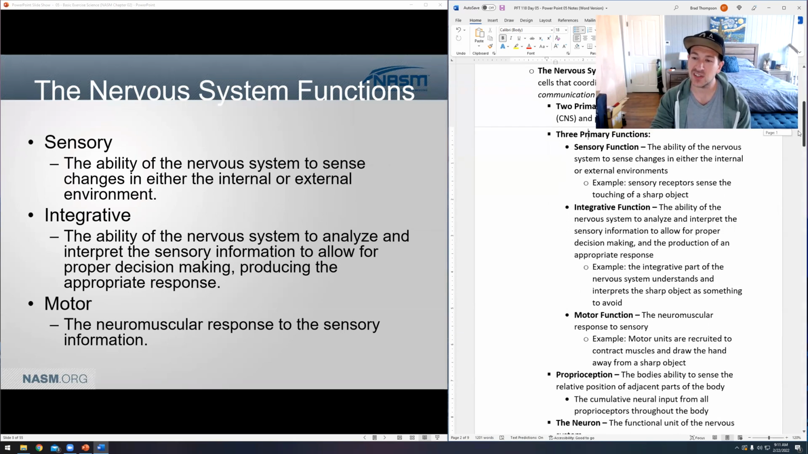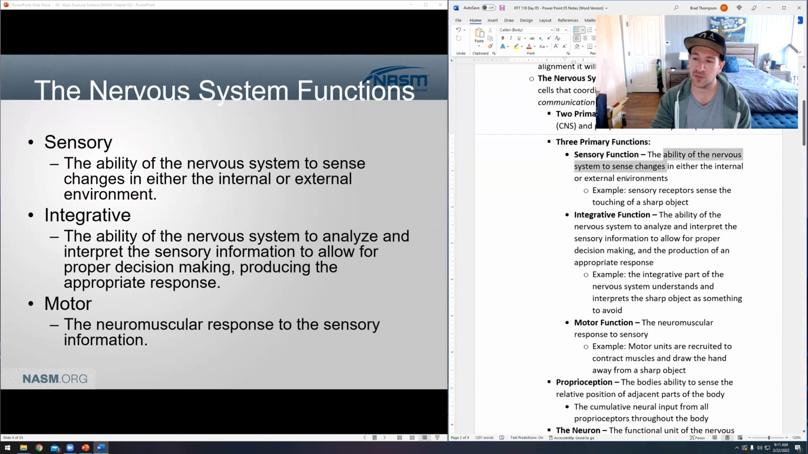So you've got the sensory function, which is your nervous system's ability to sense changes in either the internal or external environments. Let's use a different example. Let's say you place your hand on something really sharp, right? That information is going to get gathered in, let's say, the palm of your hand, and it's going to travel up from neuron to neuron until it gets to your central nervous system, right? Either the brain or the spinal cord.